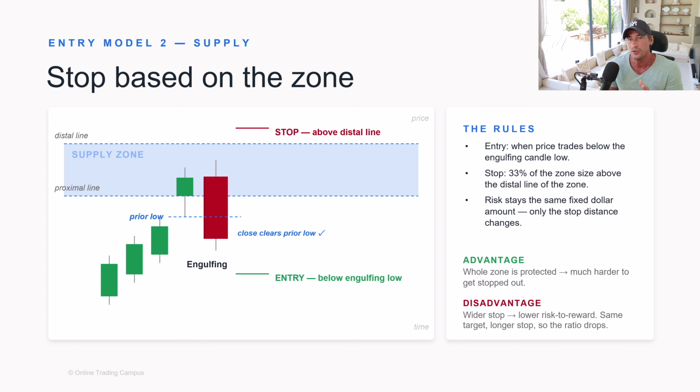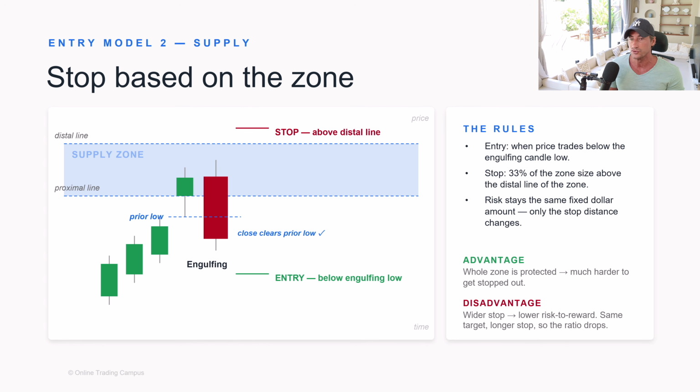So now you have all four. And really, it is one simple idea used four ways. Bullish engulfing in demand, candle stop or zone stop. Bearish engulfing in supply, candle stop or zone stop. Every time it is the same choice. Tight candle stop for a higher risk to reward ratio, but more chance of a stop out.